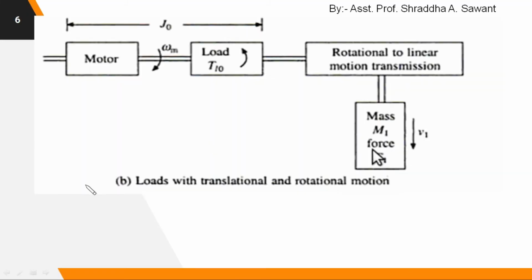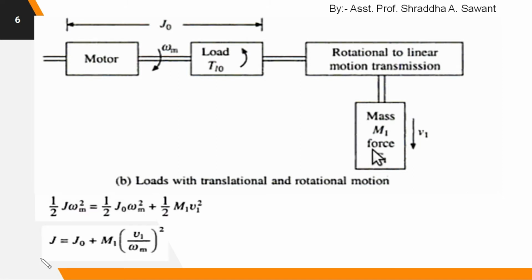Second case is if one load is directly connected to the motor shaft, but the second load is connected with translation motion. Then for that we have derived this equation. This J0 term is because of the load which is directly connected to the motor, and this m1 v1 over omega m, in brackets squared, is the term related to the translation load. So m1 is the mass in kg, v1 is the velocity of the load in meter per second, and omega m is the speed in radian per second, or in rpm.